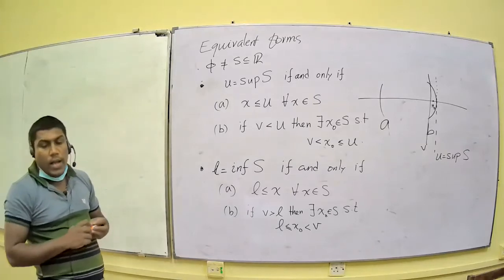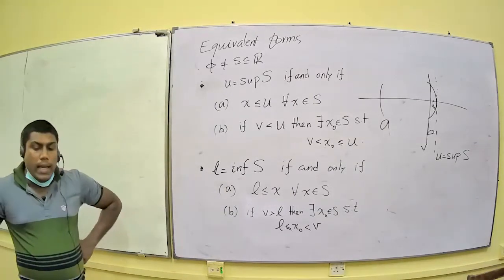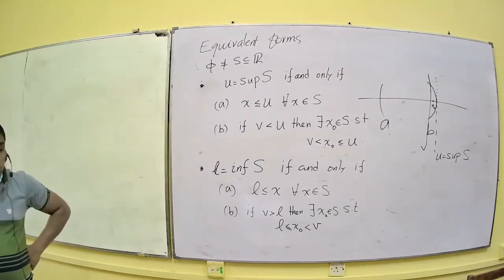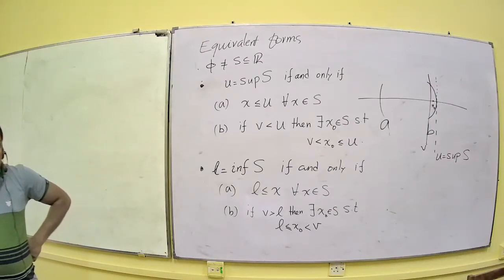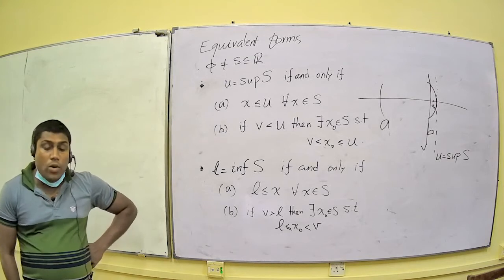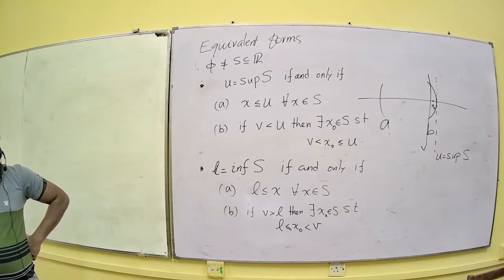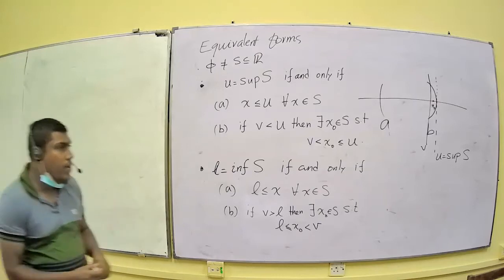Similarly, you can say that L is an infimum if and only if every element in the set is bigger than L, so that it's a lower bound. And then next, it is the greatest lower bound. So if you pick any value higher than the greatest lower bound, you can see at least one element falls in between the greater value and L.